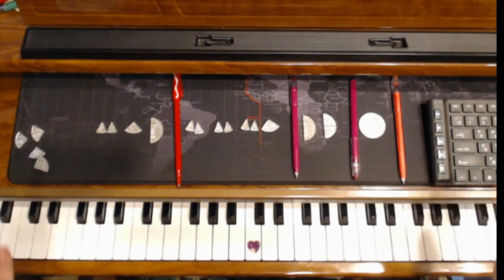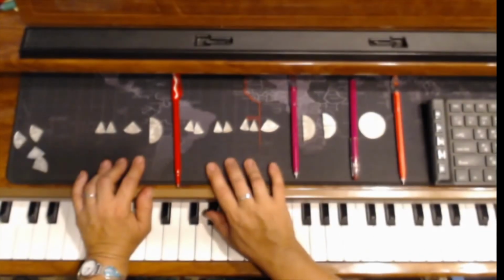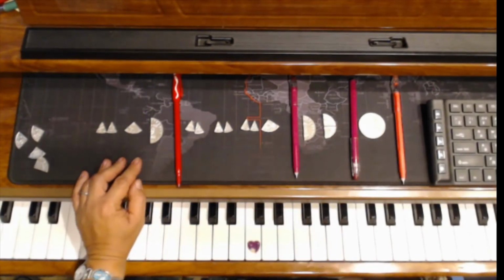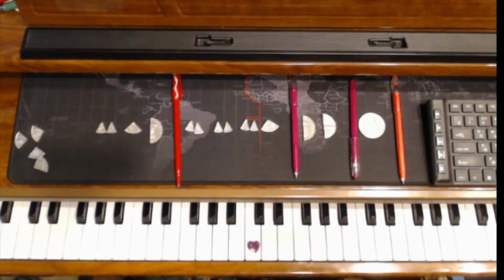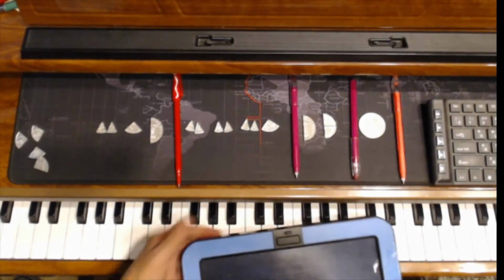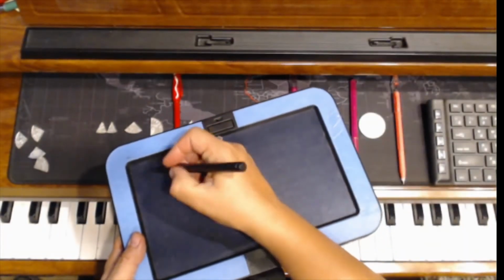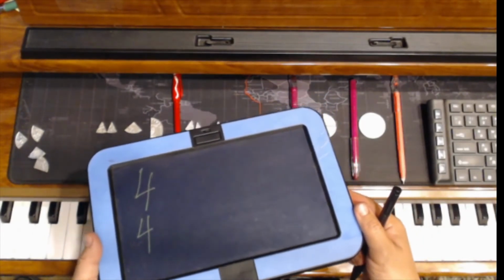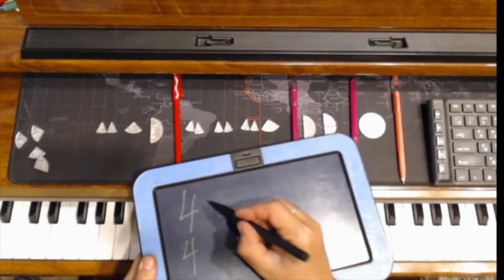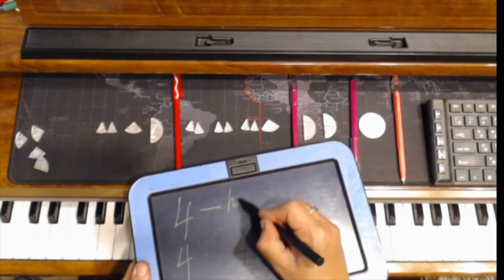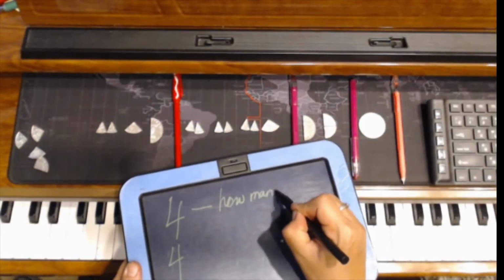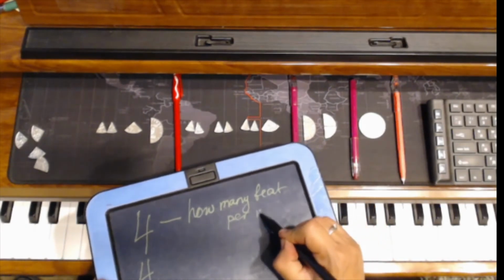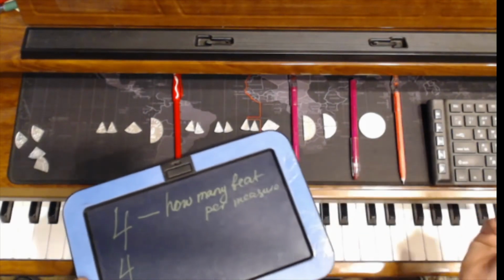Here we go. Now, what if we have a waltz? Right now we have to deal with 4 quarters per measure. And when you start reading music, you will see something like that at the beginning of the line, it will say 4 4. This is called the time signature. It tells you how many beats you will have in a measure. How many beats per measure?